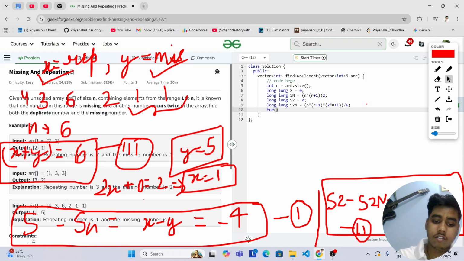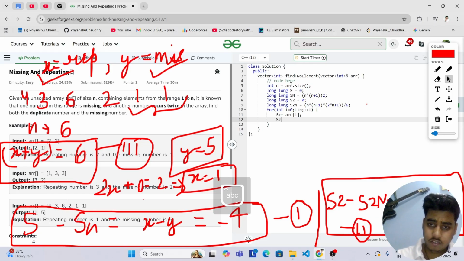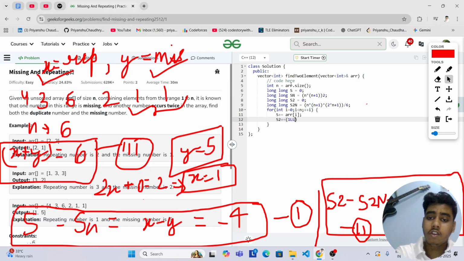All right, now let's iterate through the for loop and find s and s2. So s is nothing but the sum of all the elements, so we can say s plus equals arr of i, and s2 is nothing but the sum of squares of all the elements. But here we have to convert this into long also, and for multiplying I am using 1ll to be on the safe side. So this will be arr of i into arr of i. So now we have calculated all the things.